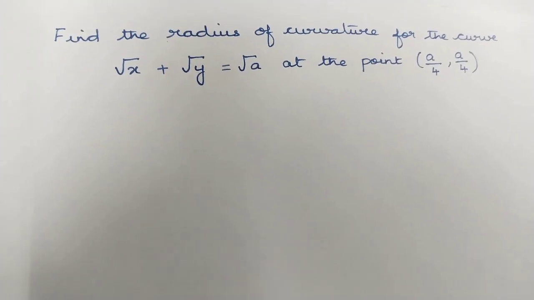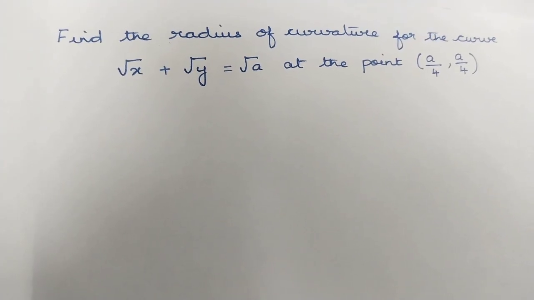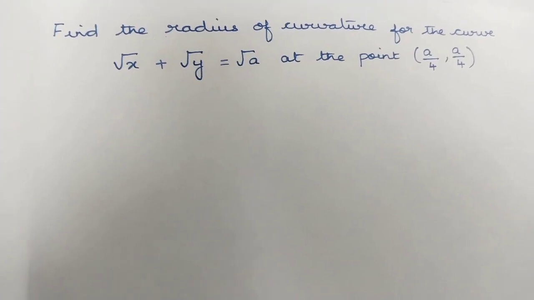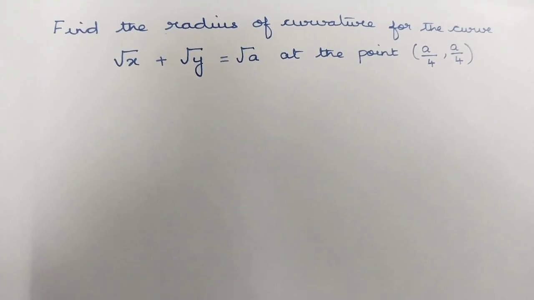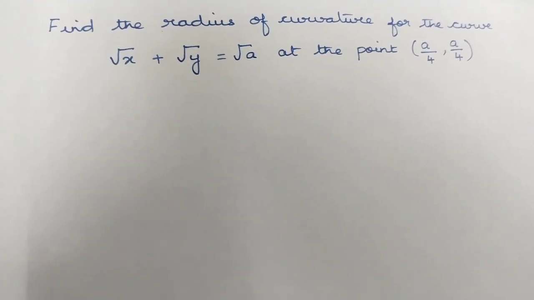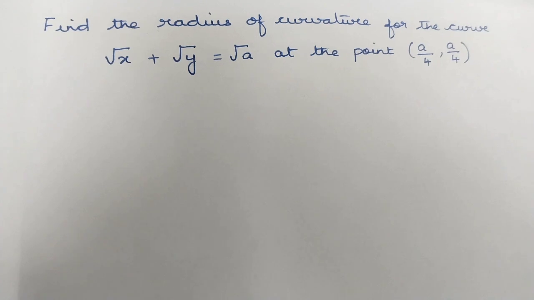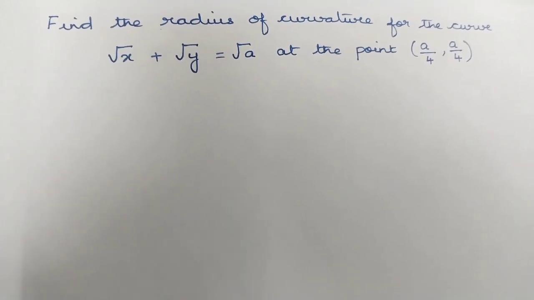Students, in this video, we are going to find the radius of curvature for the curve root x plus root y is equal to root a at the point (a by 4, a by 4). So before going into the problem, we should know some basic definitions for root x, root y.